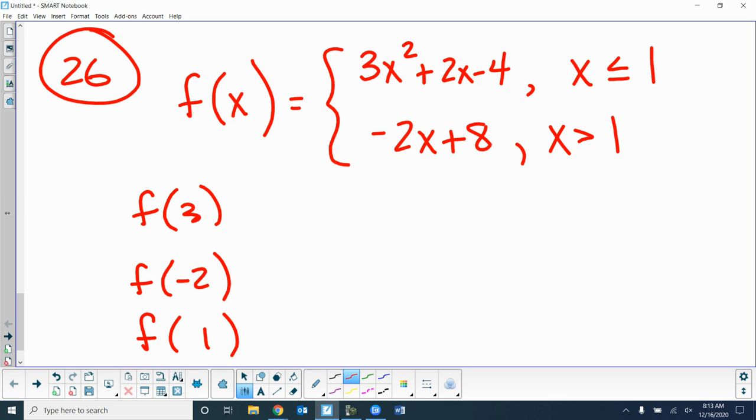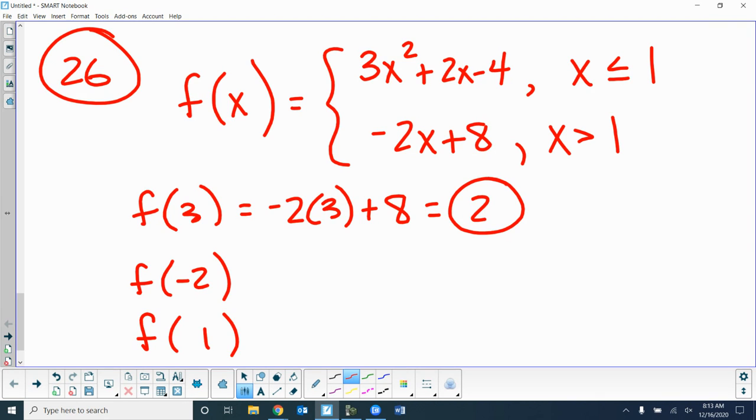All right? So does 3 fit in that inequality or the bottom inequality? The bottom one. So then I use the bottom function. -2 times 3 is -6 plus 8 equals 2. So that's the answer for that one. -2, does that fit in the top inequality or the bottom one? The top one, right? -2 is less than or equal to 1. So I put it in the top function.